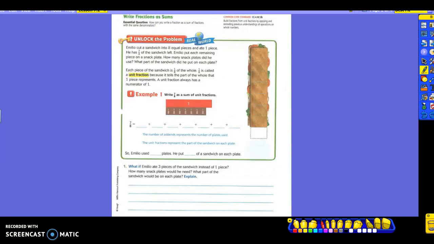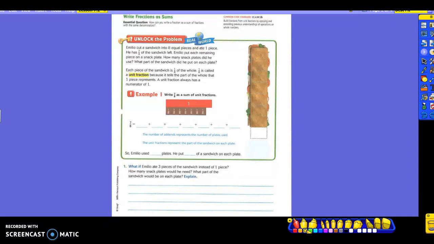Emilio cut a sandwich into 8 equal pieces and ate 1 piece. He has 7/8 of the sandwich left. Emilio put each remaining piece on a snack plate. How many snack plates did he use? What part of the sandwich did he put on each plate? So lots of different things going on in here.